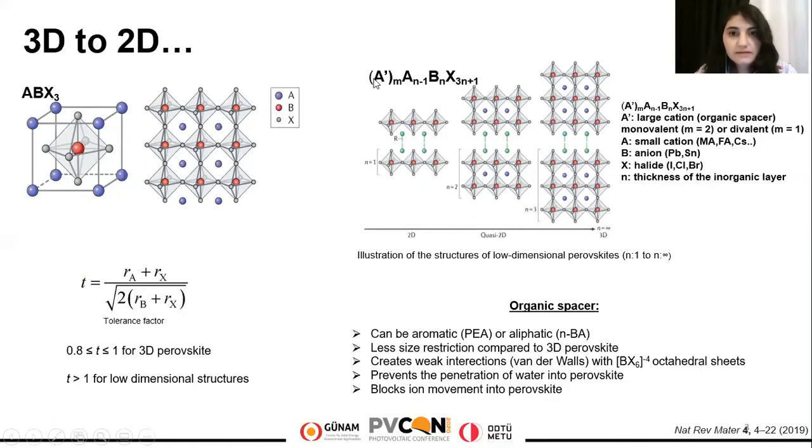This A prime represents the large cation, and M represents the monovalent or divalent cation. This N here represents the thickness of an inorganic layer. When we cut the layer at N equals 1, it's called 2D perovskite. When the number of layers increases, we call it quasi-2D perovskite. In order to create a real 3D perovskite, we need to increase the layers up to infinity.